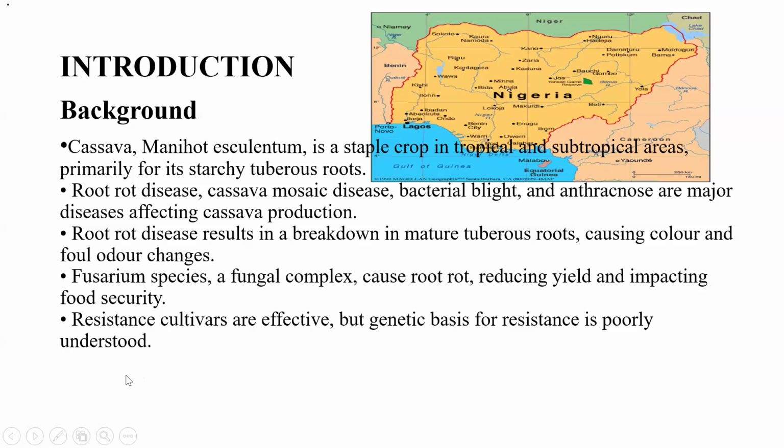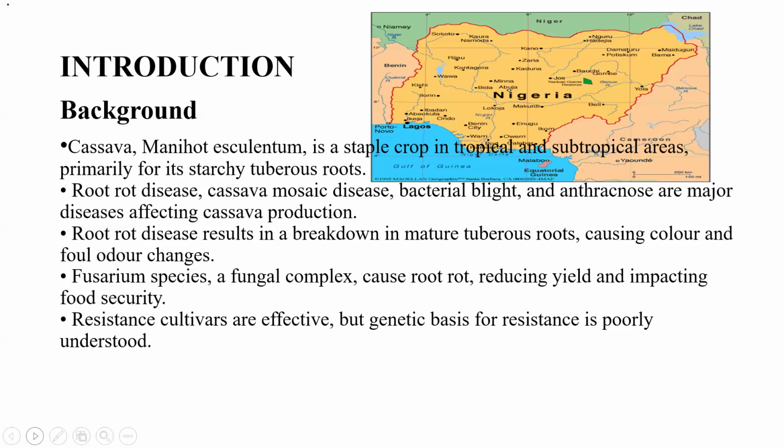We have taken root rot disease as the major disease for cassava. Root rot is the most poorly understood and studied. It occurs underground where it is not as visible, so its impact is not detected as early as other foliar pathogens. The main symptom is a breakdown in tissue of mature tuberous roots with a notable change in color and a foul odor. Tuberous roots are primarily infected by Fusarium species, the fungal complex that causes cassava root rot everywhere that cassava is cultivated, thereby reducing yield and impacting food security.